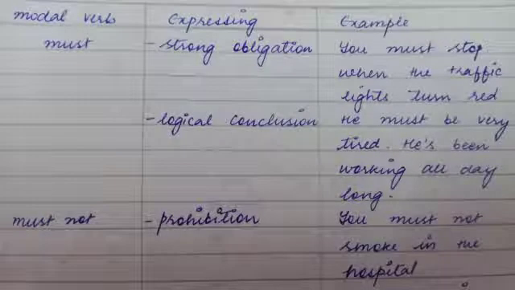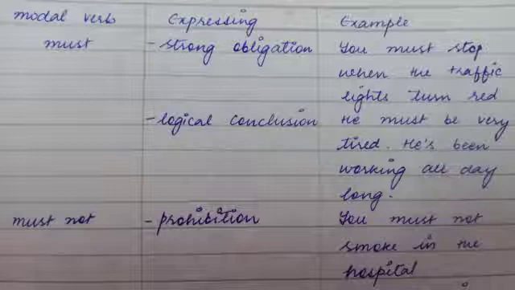So the first modal verb is must. What does must express? First one is it expresses strong obligation. For example, you must stop when the traffic lights turn red. Obligation, it means that you have to do something because it is a duty. So strong obligation means you strictly have to follow this rule. So the rule is that you must stop when the traffic lights turn red.